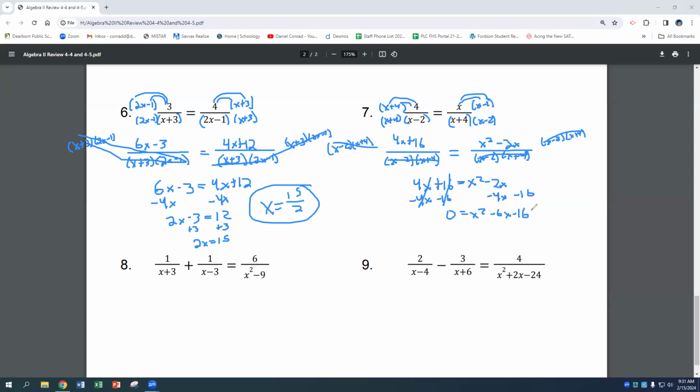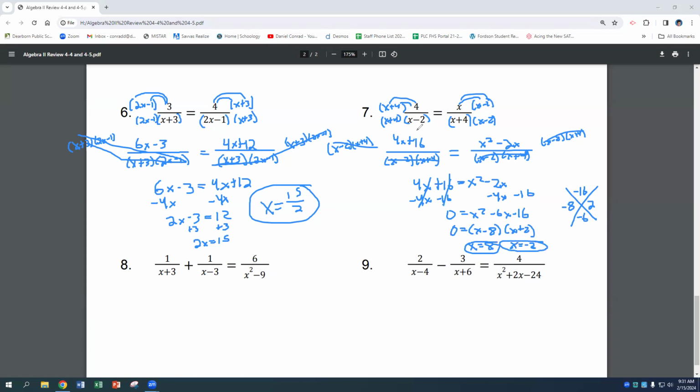So this time we have a quadratic. To solve a quadratic, we need to use the x method. So I need to find two numbers that multiply to negative 16 and add to negative 6. That's going to be negative 8 and positive 2. So my factors here are going to be x minus 8 and x plus 2, which means my solutions are x equals 8 and x equals -2.